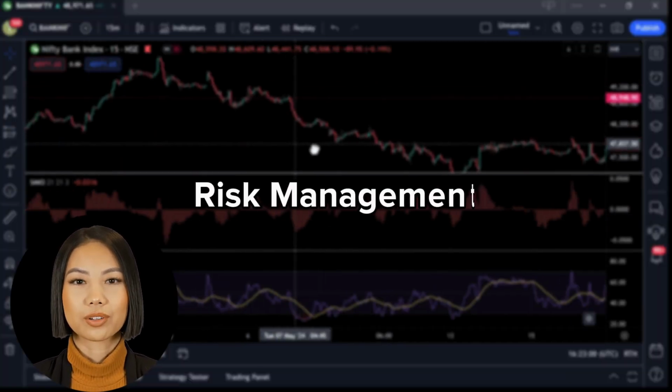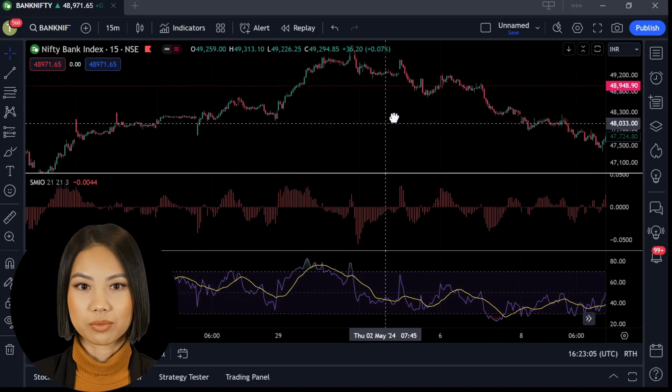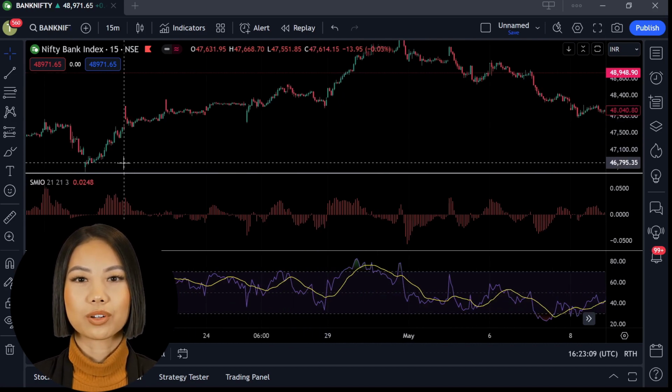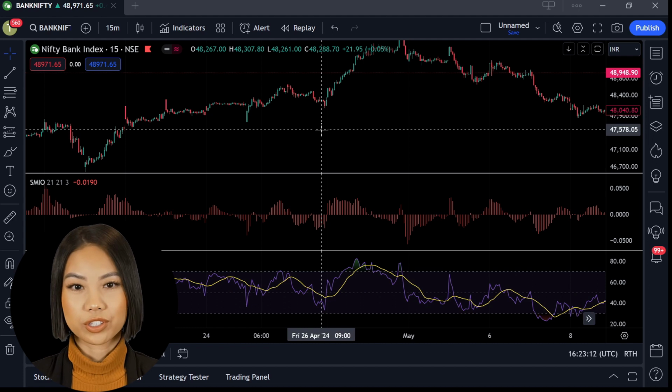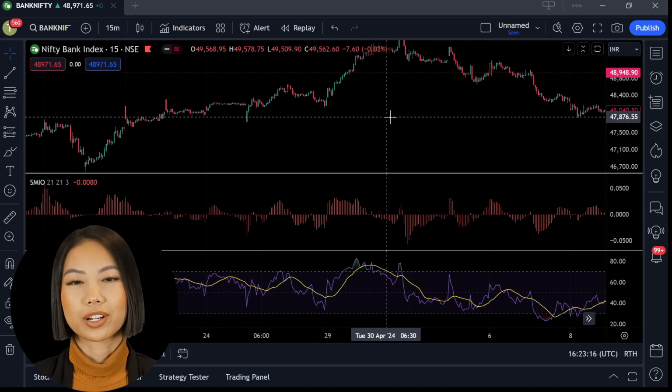Risk management. Remember, no indicator is foolproof. Always apply proper risk management techniques. Use stop-loss orders to protect your capital. Never risk more than 1-2% of your trading account on a single trade. Diversify your trades to spread risk.